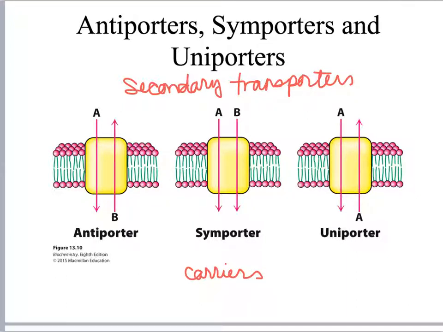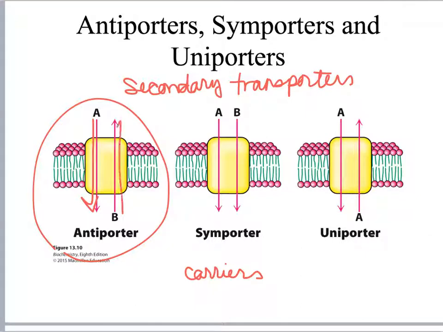So the first one is the antiporter. The antiporter will use electrochemical gradient of one molecule to move a second type of molecule in the opposite direction. So for example, if A moves down a gradient, so A is moving down its concentration gradient, that will allow B to move against its concentration gradient. So the electrochemical gradient of one molecule is used to move another molecule in the opposite direction. One goes down its gradient, one goes against its gradient.